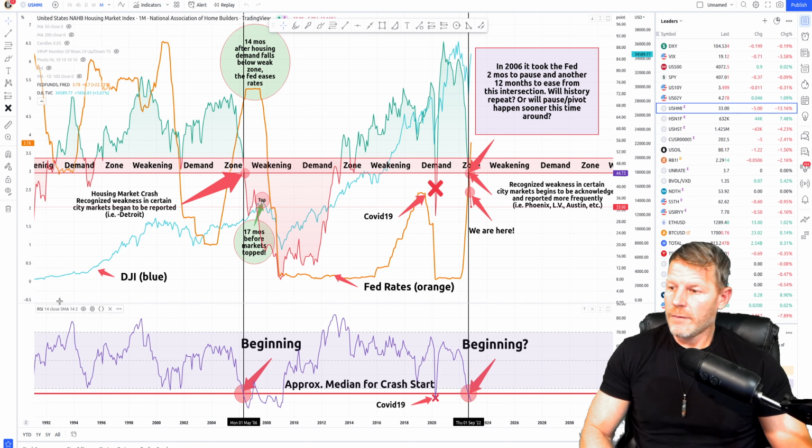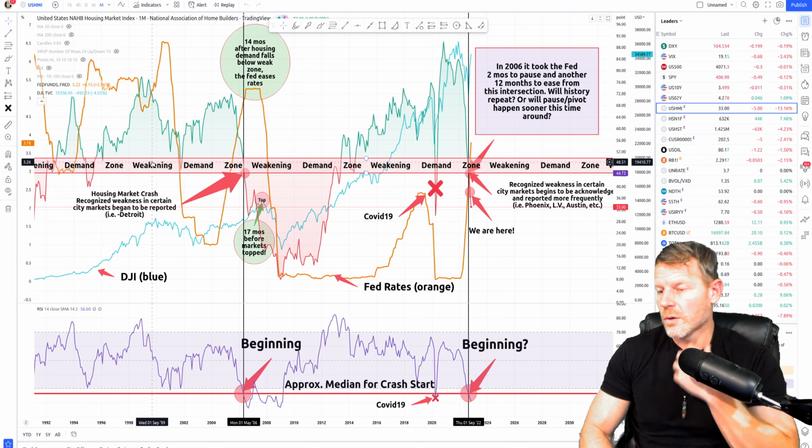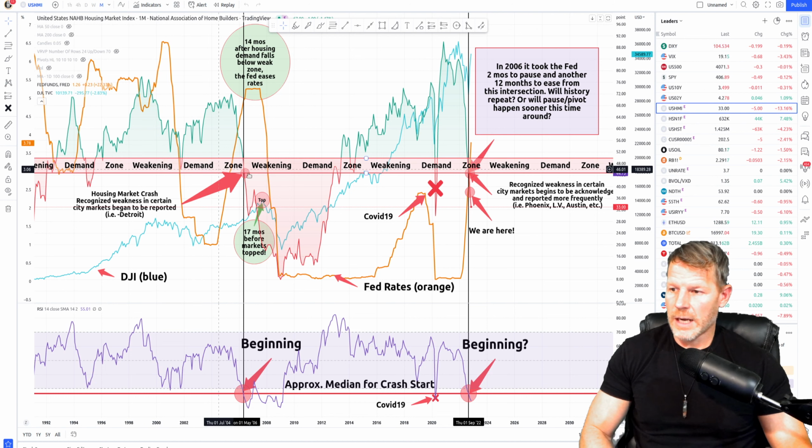What I have here in the blue is the Dow Jones Industrial Average. In the orange is the Fed rate hikes. These vertical lines indicate the point in time when we cross below what I call this weakening demand zone. That's when the housing market gets into trouble. You can see the last time we crossed down and below it was in 2006, just before our housing market crisis started to take place.